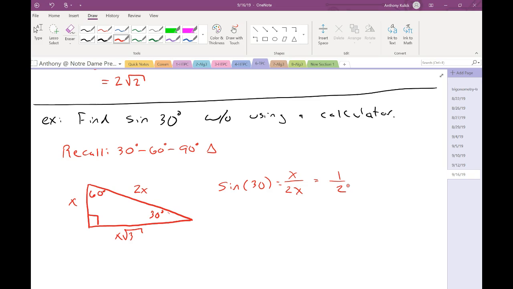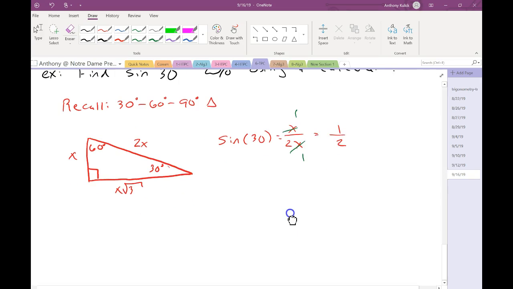Lexi? So the x is reduced, right? And what happens to things when I cross them off? What do they turn into? Ones. So I have 1 over 2 times 1. Okay? Everybody okay with that?